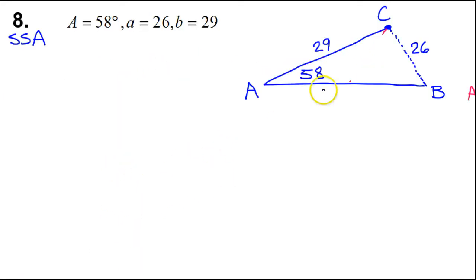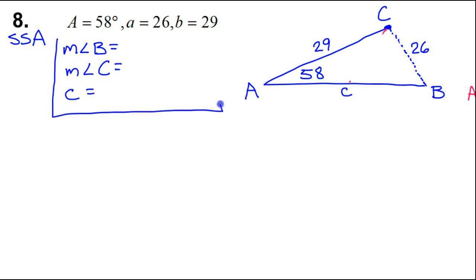Let's go ahead and solve the blue triangle first. So what are the pieces of information that I'm going to need? We have angle A. I'm going to need to find the measure of angle B. So the measure of angle B is missing, and we'll need to find the measure of angle C as well. And the only side we're missing is side C, so we're going to have to find that. So to solve the blue triangle, we will need to find these three pieces of information. And of course we will do that using the law of sines.